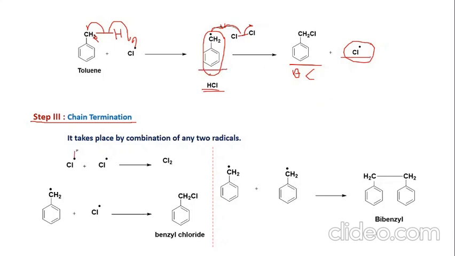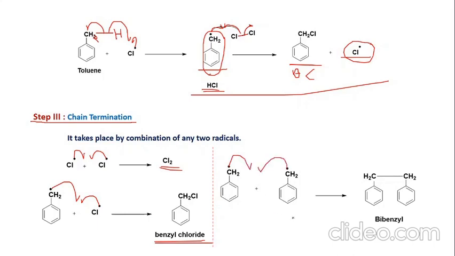When two chlorine radicals combine in this fashion, they give us chlorine gas. This is one possibility. Another possibility is that the benzyl radical combines with a chlorine radical, like here, to give us benzyl chloride. The next possibility is that the CH2 of one benzylic radical combines with another benzylic radical to give us the bibenzyl or dibenzyl molecule. So these three possibilities are there for chain termination.